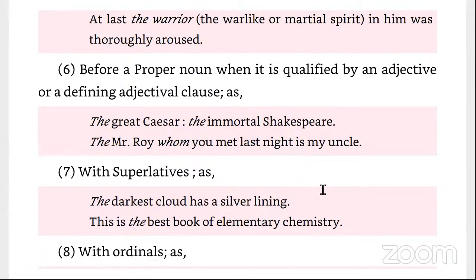Rule number 7, with superlatives. This already I taught you when I was teaching you adjective. The best, the strongest, the darkest. We use superlative with the. For example, the darkest cloud has a silver lining. Can anyone tell me the meaning of this sentence? The darkest cloud has a silver lining.